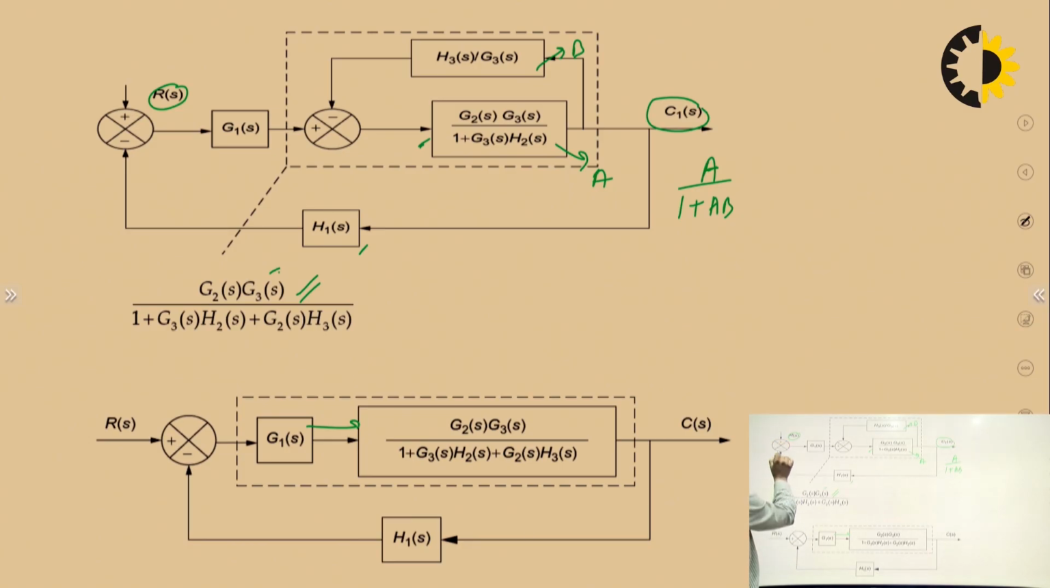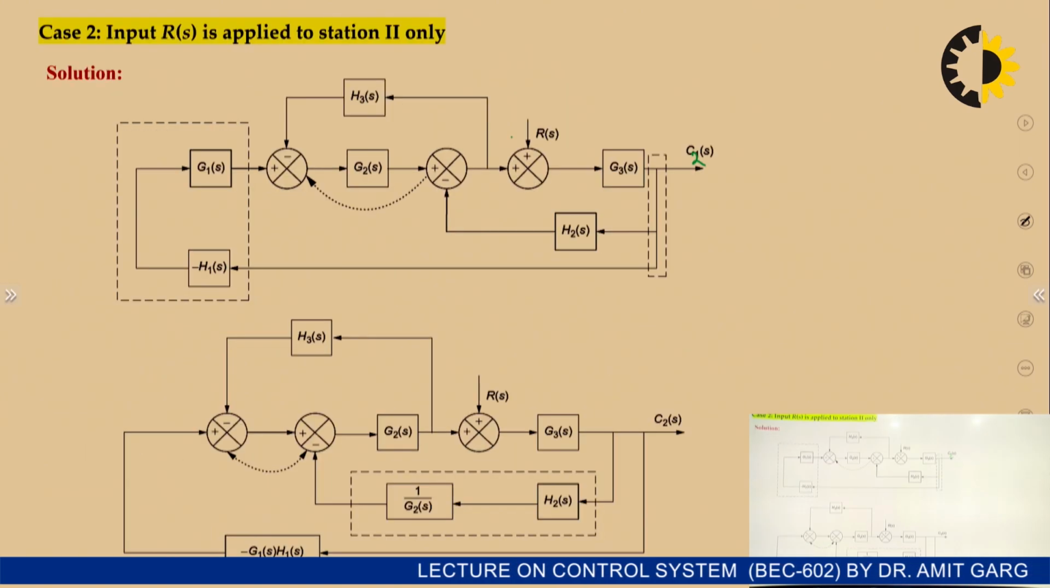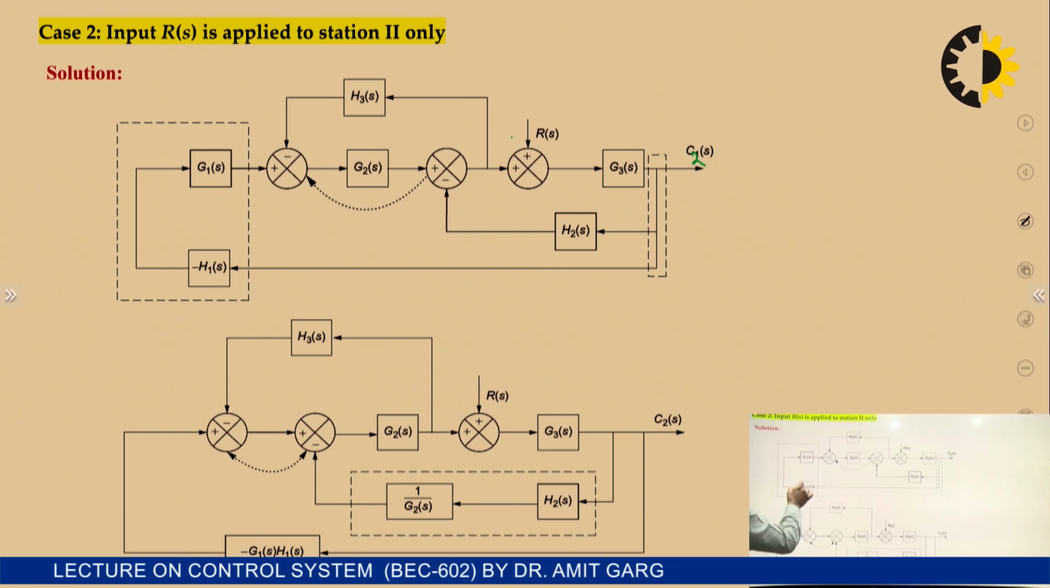But this negative sign needs to be considered. Where can we consider it? We can consider it either over here or over here. It is up to you where you will consider this summing point. So here we have eliminated it, and that minus sign comes over here.